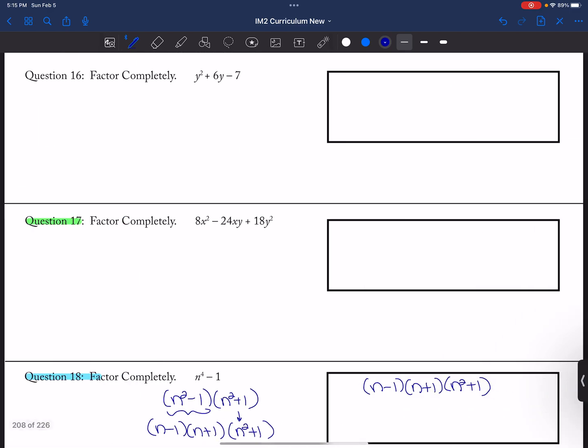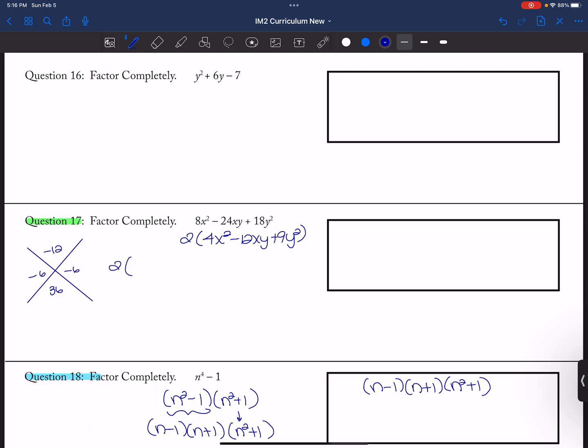15. 17. They're all divisible by 2. So let's pull a 2 out. So I'm left with a 4x squared minus 12xy plus 9y squared. Looking like a perfect square. Still looking like a bottoms up question. We're going to put the negative 12 on the top, and we're going to put a 36 on the bottom. So that's a negative 6 and a negative 6.